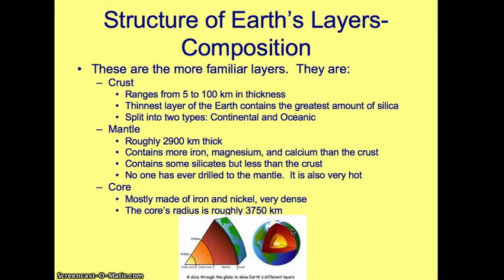The mantle is the thickest layer, and it contains a lot more iron and magnesium and calcium than the crust. It contains some silicates, but much less than the crust. No one has ever drilled into the mantle because it is so hot it would melt any drilling equipment. The innermost layer is the inner core. This is made up of solid iron and nickel. It's extremely dense and radioactive.